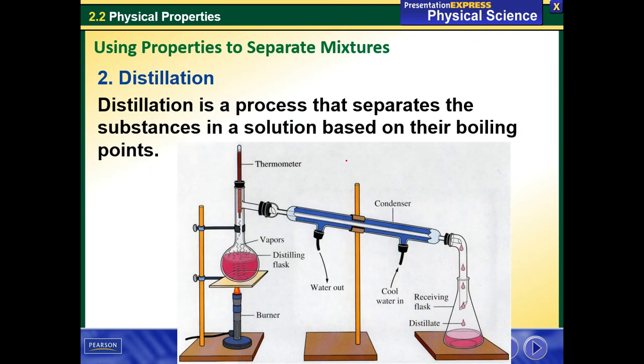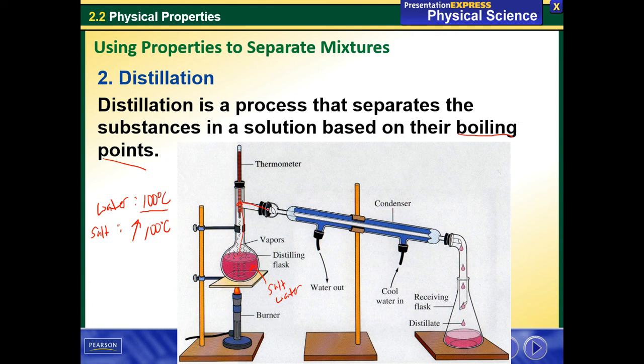The second thing is distillation. This is defined as the process that separates substances in a solution based on their boiling points. So we know that water boils at 100 degrees Celsius, and let's say we had salt, this one is above 100 degrees Celsius. So say for example I had in this flask salt water and we wanted to separate it. Water boils at a lower temperature than salt, so we would boil the water and let it evaporate.